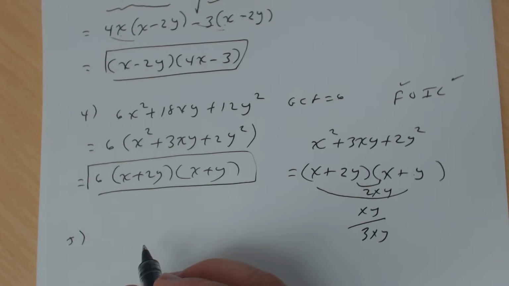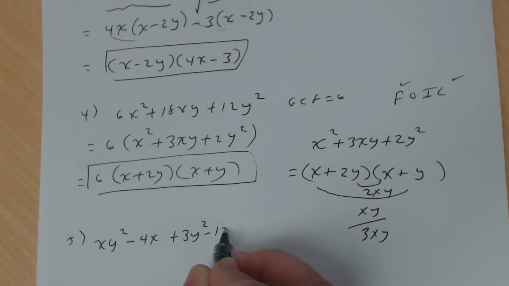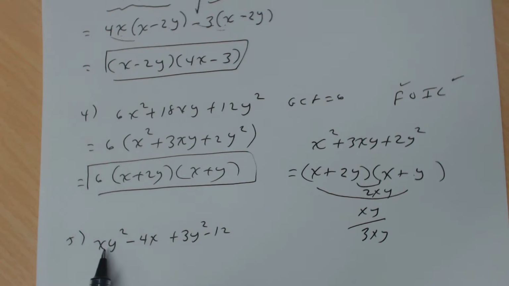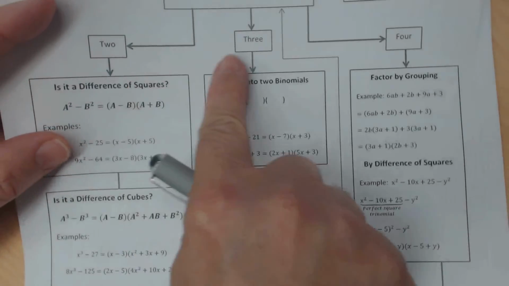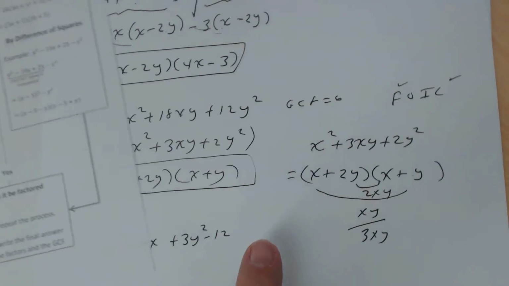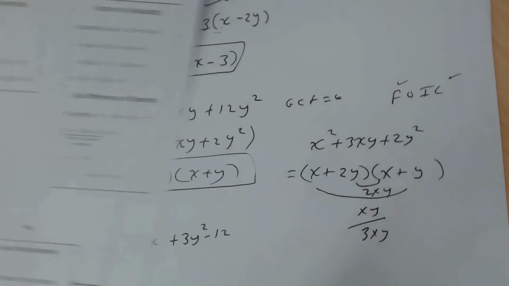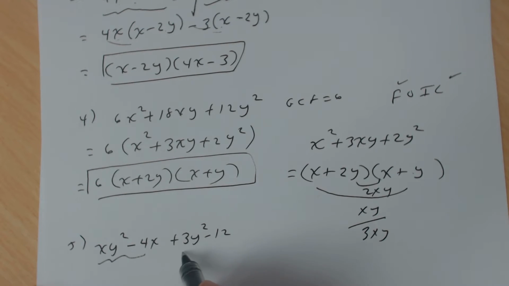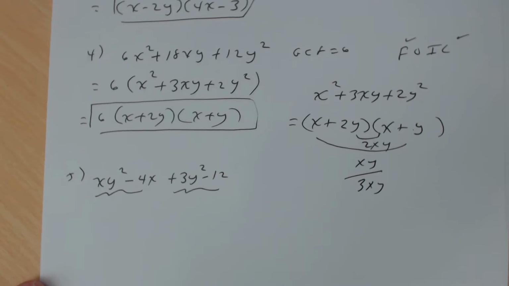Suppose we had xy squared minus 4x plus 3y squared minus 12. All right. Okay. So again, the GCF here is 1. I do see 4 terms. So I'm going to factor by grouping. So I'm going to group the first 2, group the last 2.